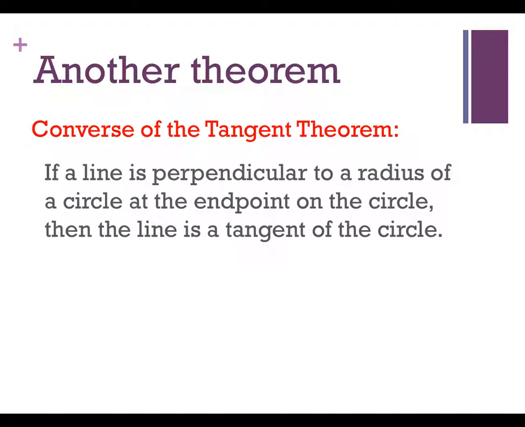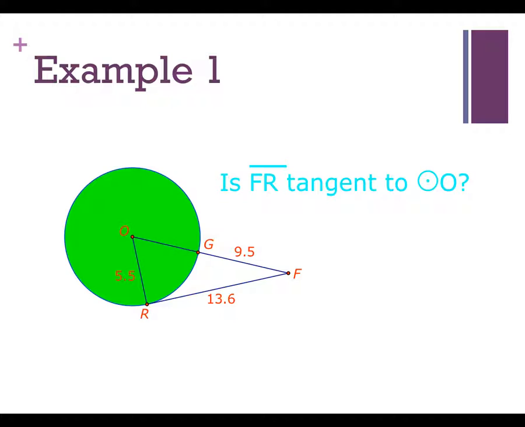Okay, good. And the converse, we go backwards. If a line, well, it says right there. If it's perpendicular and intersects in 1 point, then it's got to be a tangent. Great. Let's get to this guy.